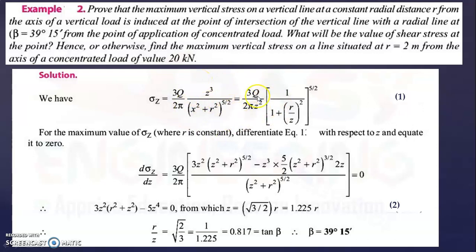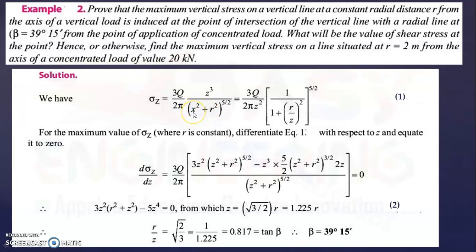So, differentiate this equation. How is it? d sigma z divided by dz with respect to z. So, that is constant 3q divided by 2 pi. Now, use which formula for the differentiation? Quotient rule you can apply. So what is that? Now here 3z square, differentiation of z cube is 3z square into this, that is x square plus r square. R square is same, x square.